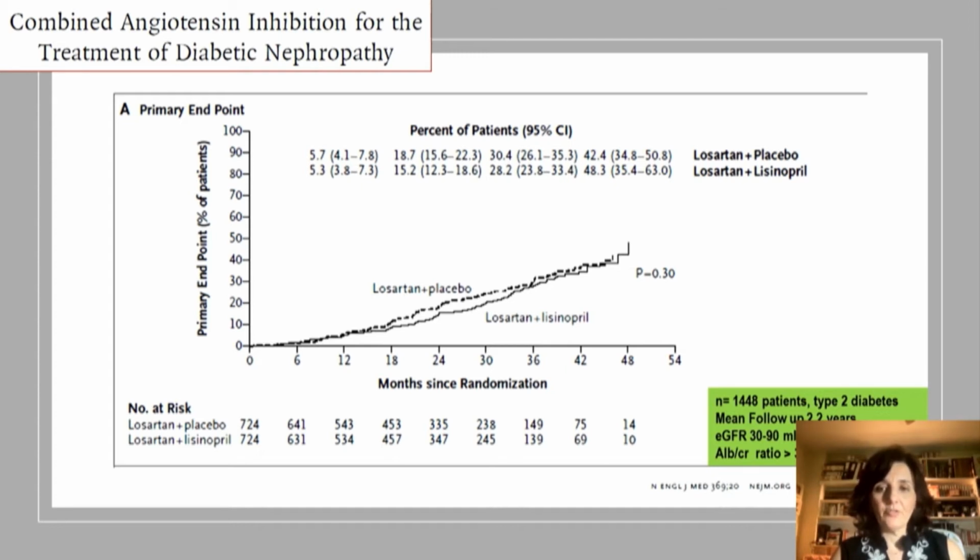Patients with type 2 diabetes, a urinary albumin-to-creatinine ratio of at least 300 and stage 2 or 3 CKD, in treatment with losartan, were randomly assigned to receive lisinopril or placebo. The primary endpoint was the first occurrence of a change in the estimated GFR. The study was stopped early owing to a safety concern.